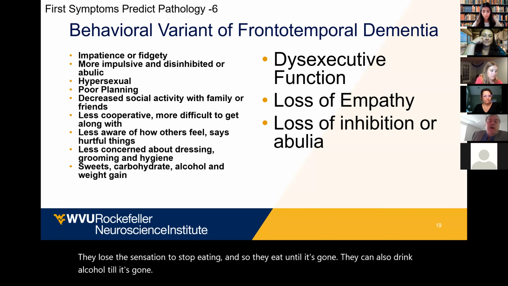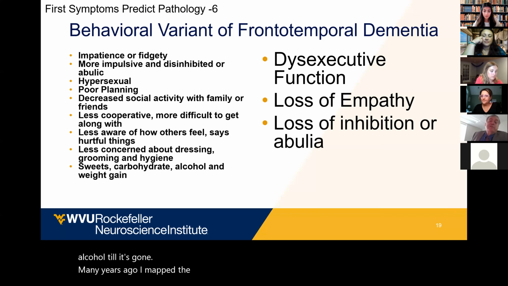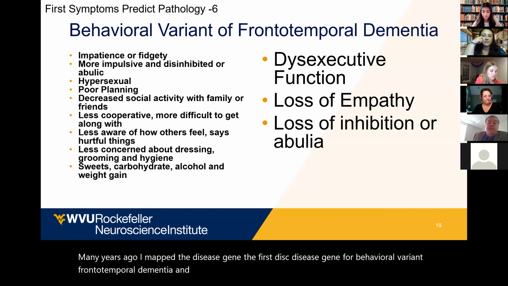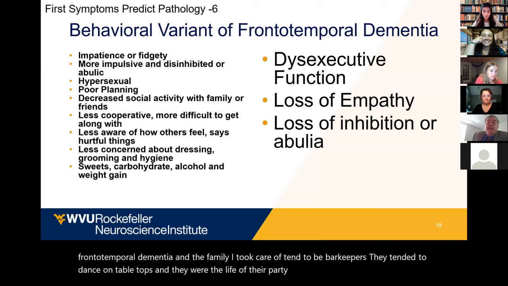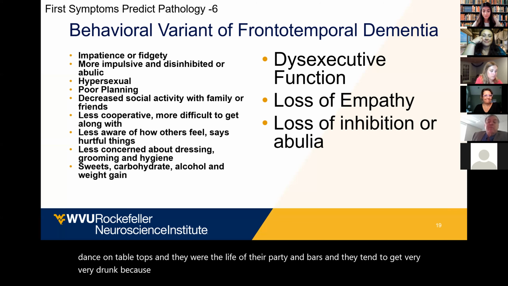Many years ago, I mapped the disease gene, the first disease gene for behavioral variant of frontotemporal dementia. And the family I took care of tended to be barkeepers. They tended to dance on tabletops, and they were the life of the party in bars. And they tended to get very, very drunk because they would basically drink till it was gone or they couldn't walk anymore.